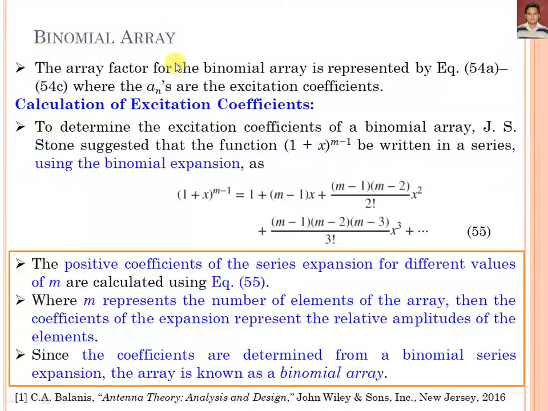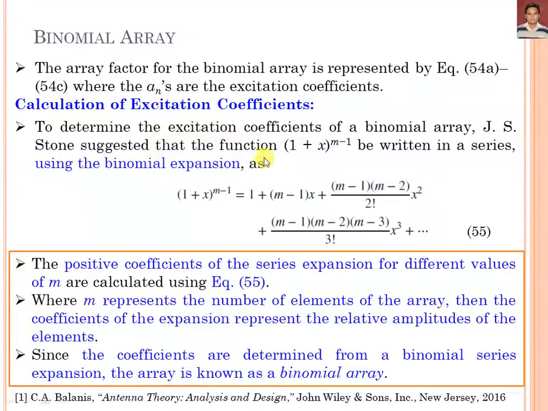First, we need to discuss the binomial array. The array factor of the binomial array can be represented by using this equation, and we need to calculate the amplitude excitation coefficient an. So first we need to calculate the excitation coefficient. There are two procedures through which we can calculate it, in which the first method is to determine the excitation coefficient of the binomial array.